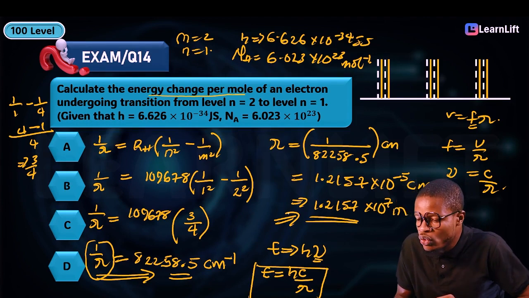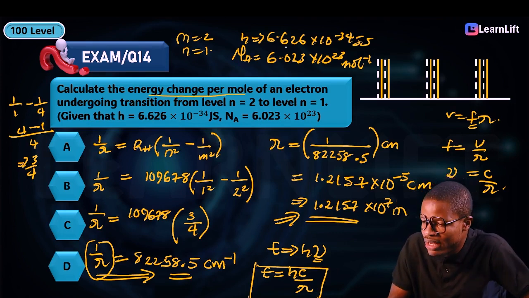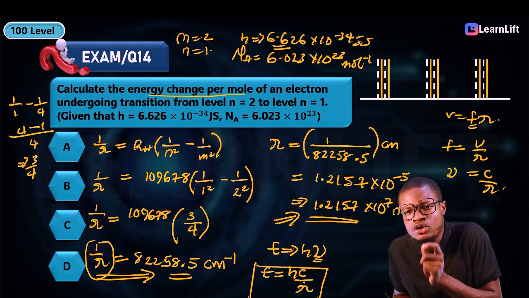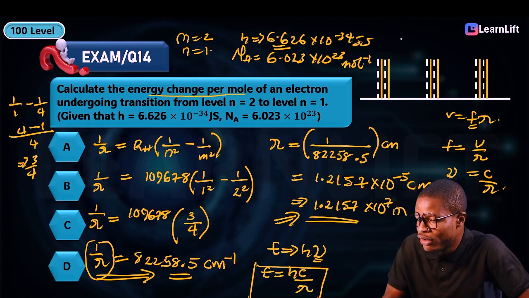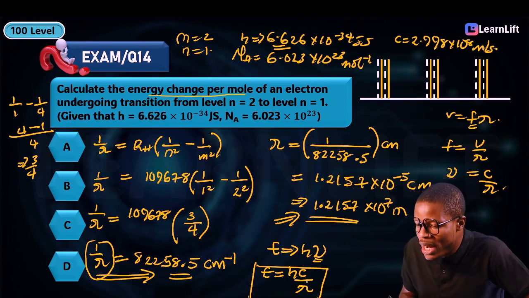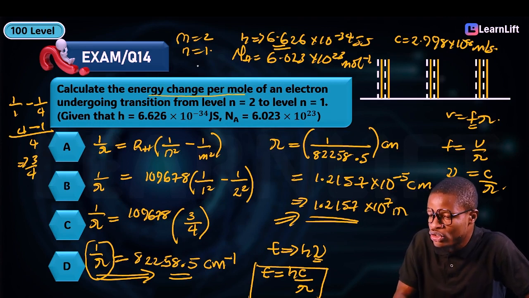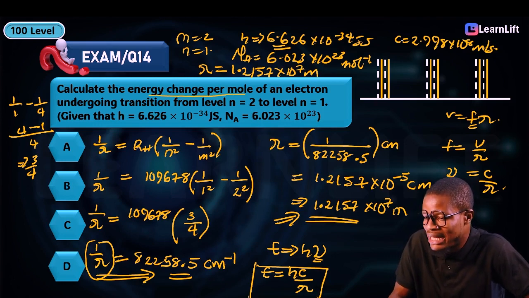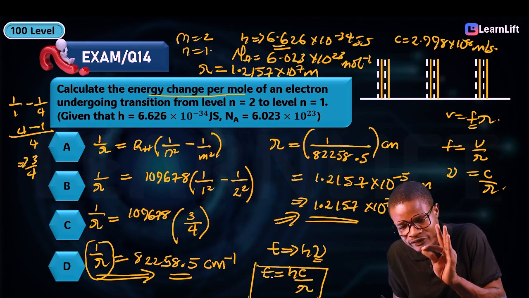Now, the question is this. Do I know the value of Planck's constant? Yes, you know the value of Planck's constant, h. Do I know the value of the speed of light, c? Yes, you don't need anybody to tell you. Your speed of light, c, is 2.998 times 10 raised to the power of 8 meters per second. Now, do I know my wavelength? Yes, we have automatically gotten the wavelength just now. Your wavelength, lambda, is equal to 1.2157 times 10 raised to the power of 7 in meters. So I'm going to apply all of these parameters into this, and then we're going to solve it very shortly. Are you getting it?